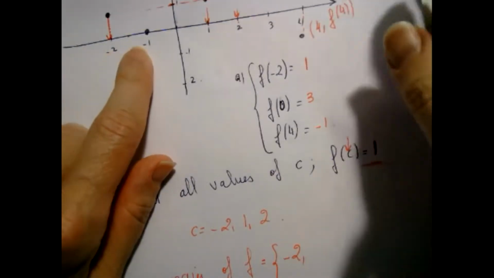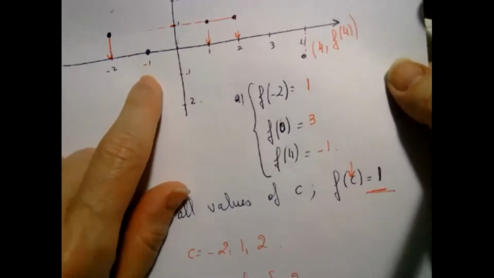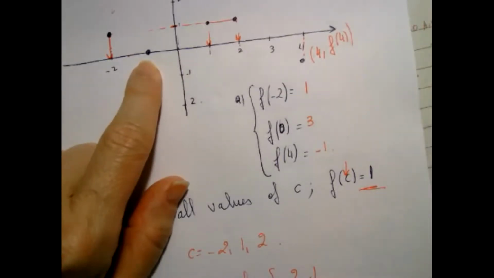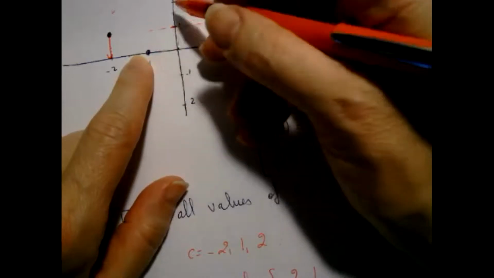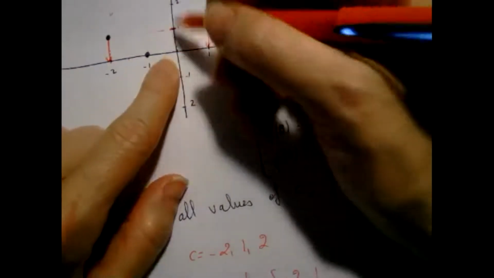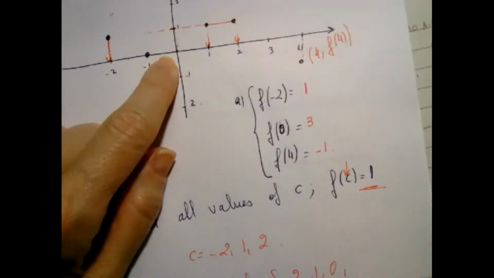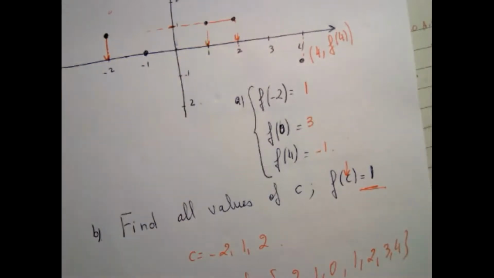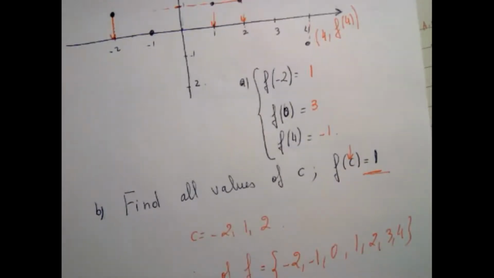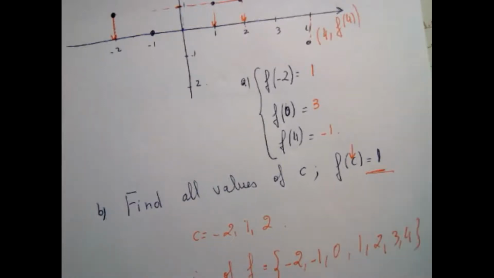I know what it is. -1, yes, because f of -1 is 0. Anything in between, in this particular problem, I don't have an output for it. 0 is in the domain in this problem. 1 is in my domain, 2, 3, and 4. So my domain here consists of 1, 2, 3, 4, 5, 6, 7. Only 7 numbers in this particular problem. Okay. All right.